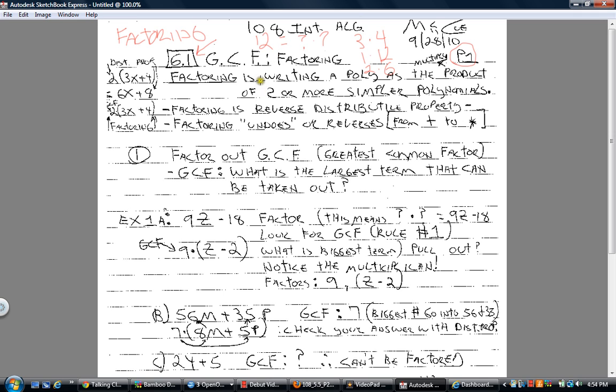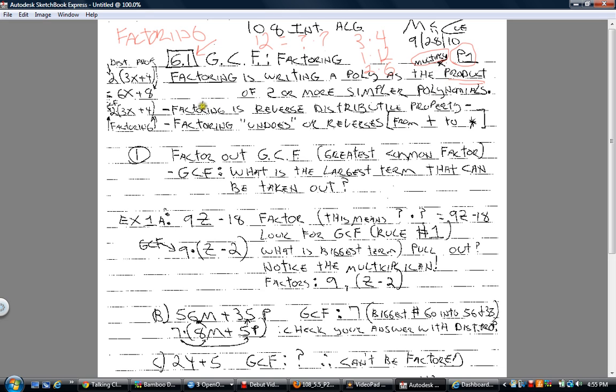And factoring is the process of taking a polynomial and writing it as the product of 2 or more simpler polynomials. Okay, now polynomials have got addition to it. Factoring means you will write them as a product, and the word product means you have multiplication.